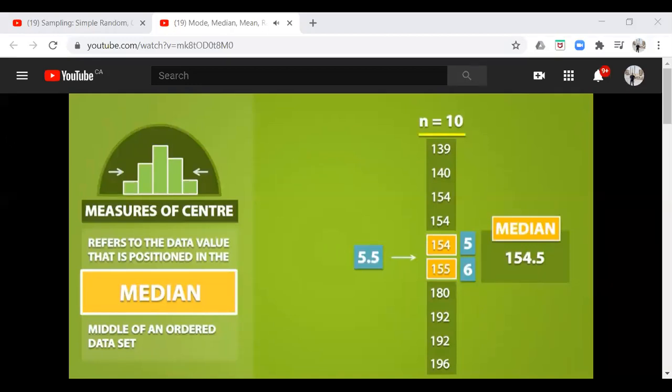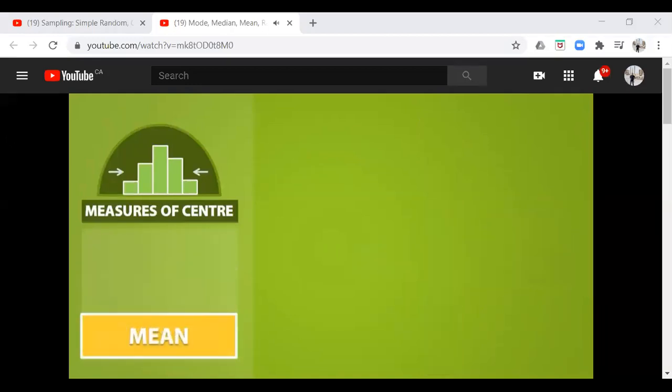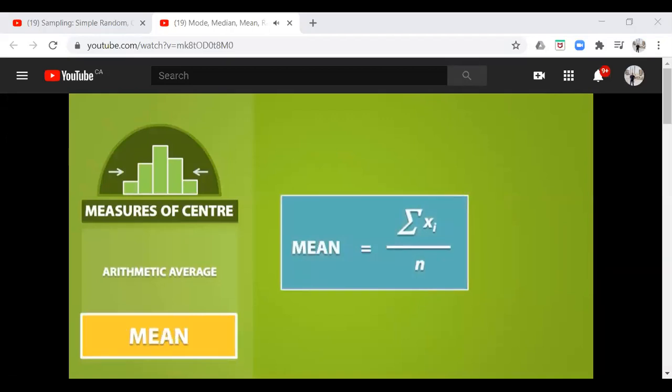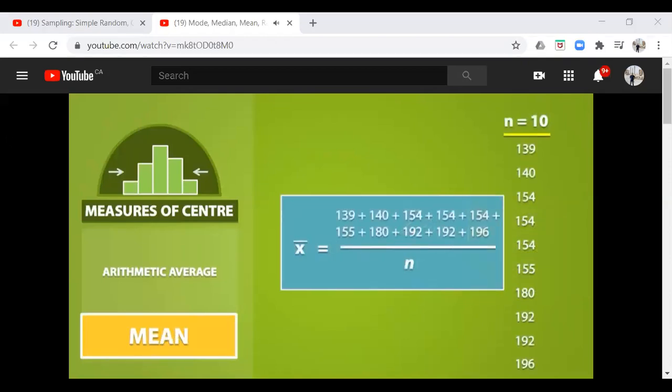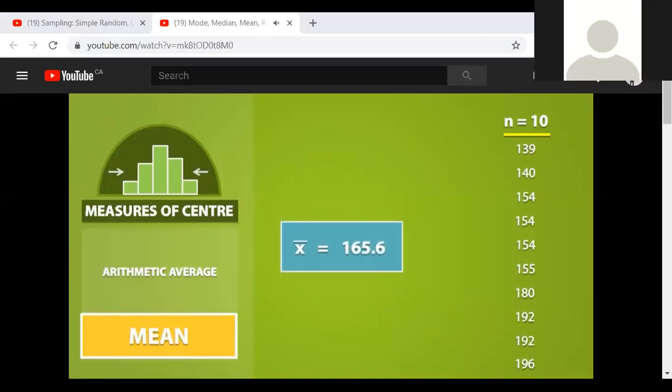The last measure of central tendency we will talk about is the mean. The mean is just another name for the arithmetic average. The formula of the mean is as follows. It is equal to the summation of all data values divided by the total number of data values. If our mean comes from a sample, we call it x bar. So to get the mean for this sample, we add up all the data values, and since there is a total of 10 values, we will divide by 10. As a result, we get a mean, or x bar, of 165.6.